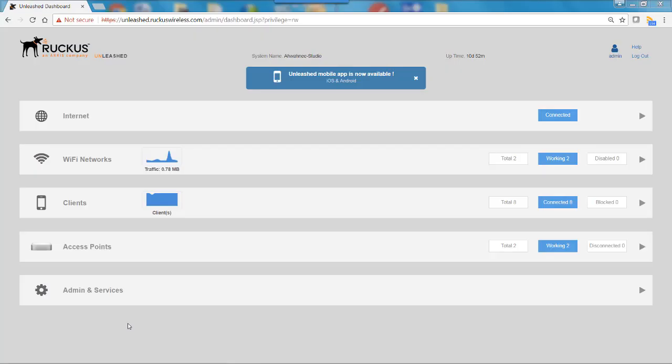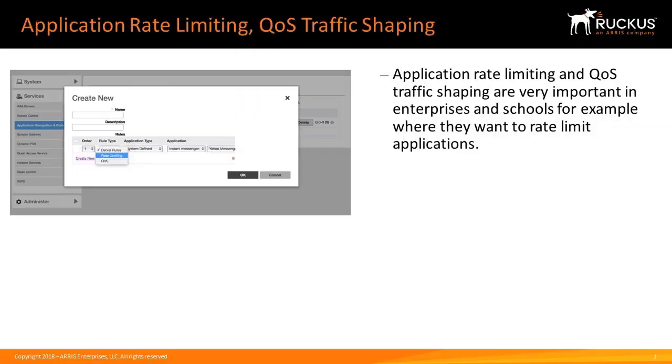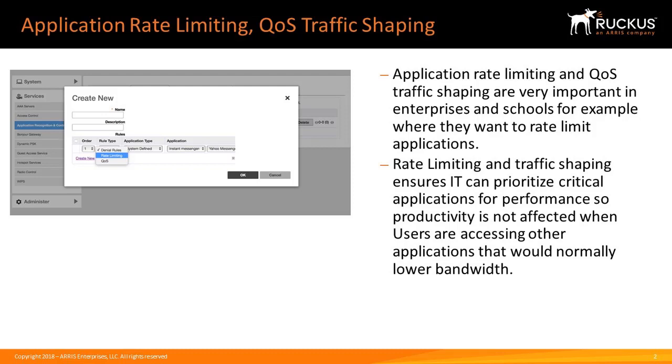This video demonstrates how to configure application rate limiting and QoS traffic shaping using the Unleashed user interface. Application rate limiting and QoS traffic shaping are very important in enterprises and schools, for example, where they want to rate limit specific applications. Traffic shaping ensures that IT can prioritize critical applications for performance, so productivity is not affected when users are accessing other applications that would normally lower bandwidth.